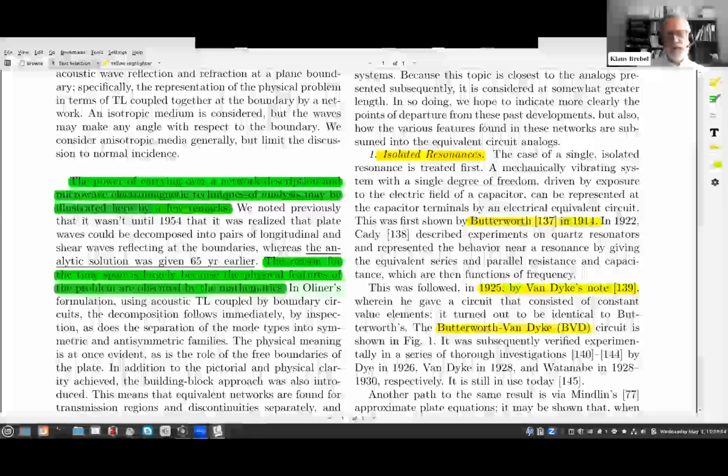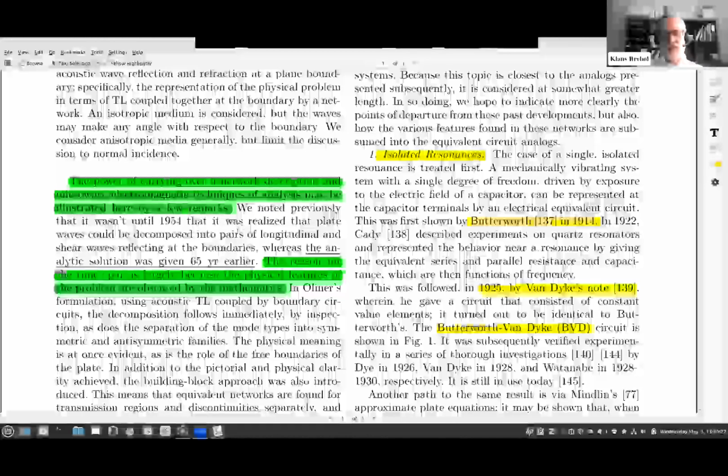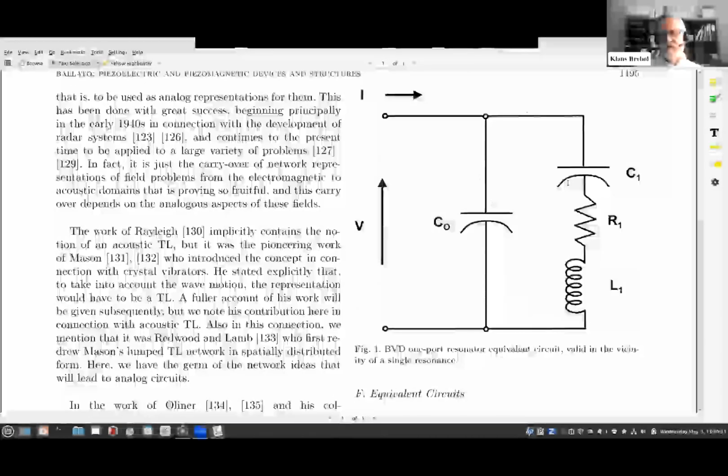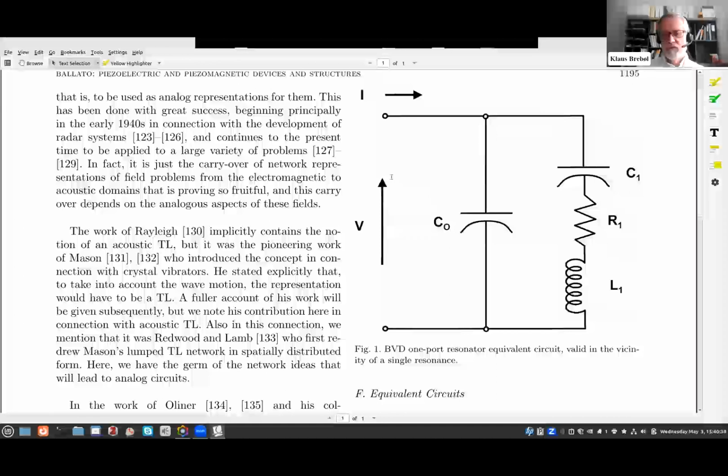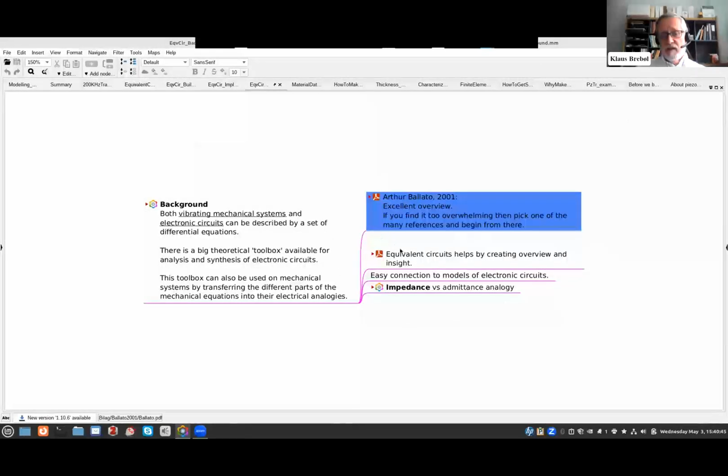The power of carrying over a network description and microwave electromagnetic techniques of analysis may be illustrated here by a few remarks. We noted previously that it wasn't until 1954 that it was realized that the plate waves, he's talking about mechanical waves, could be decomposed into pairs of longitudinal and shear waves reflecting at the boundaries, whereas the analytic solution was given 65 years earlier. The reason for the time span is largely because the physical features of the problem are obscured by the mathematics. So what he says loud and clear here is that equivalent circuits can bring clarification to a problem that is correctly described, but just in a way that is not so obvious what goes on.